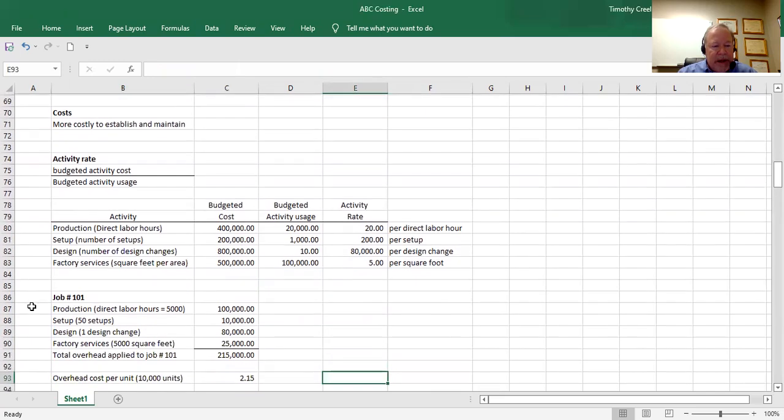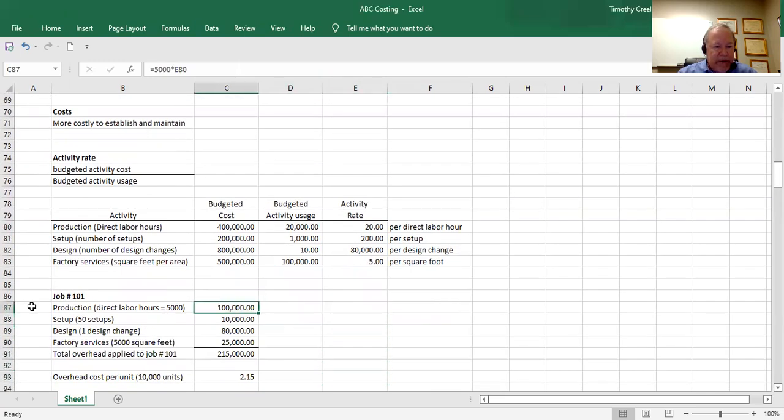So let's go through basically job number 101 here. The production, let's say it took 5,000 direct labor hours. 5,000 times the rate of $20 an hour would give us $100,000 of overhead charged to that job based on production. And then setups, 50 setups occurred. So we would take 50 times the rate of $200 per setup, and $10,000 is going to be charged to it based on setups. Let's say there's one design change. So 1 times $80,000 per design change, going to be $80,000 assigned to it.